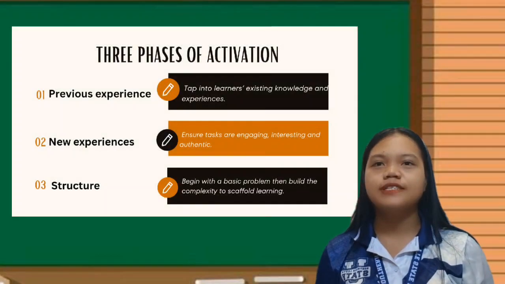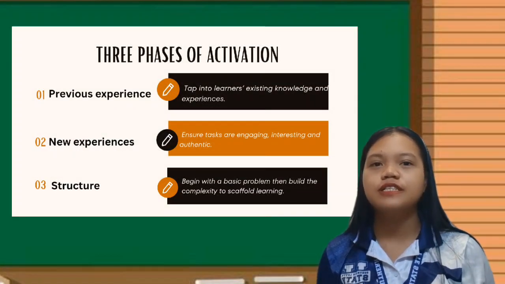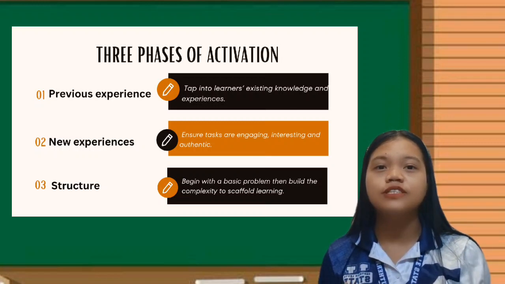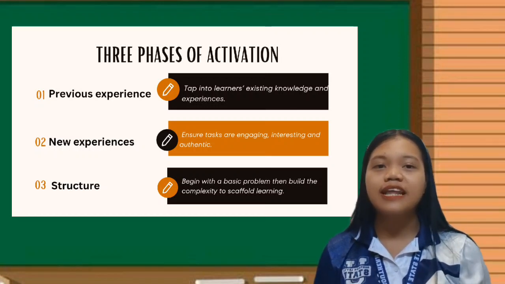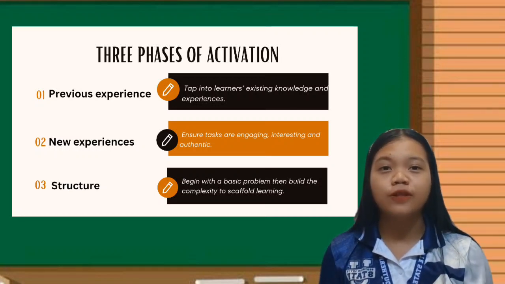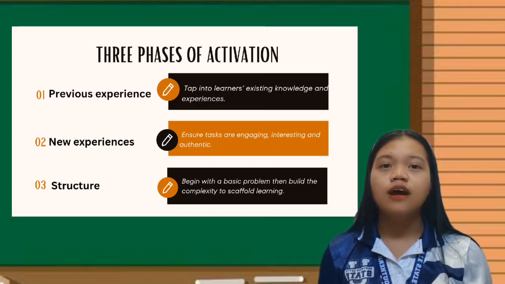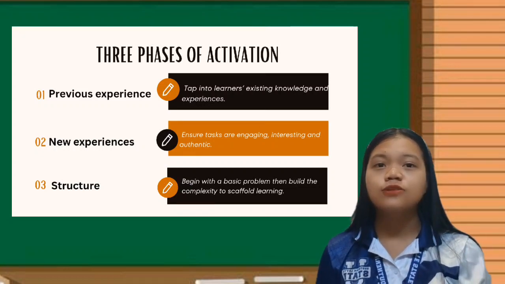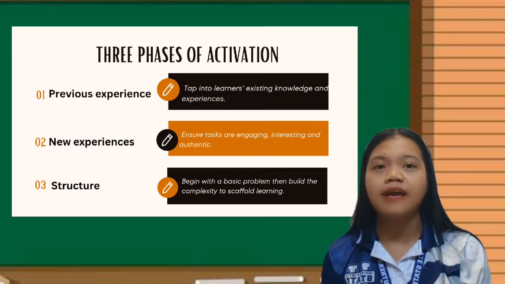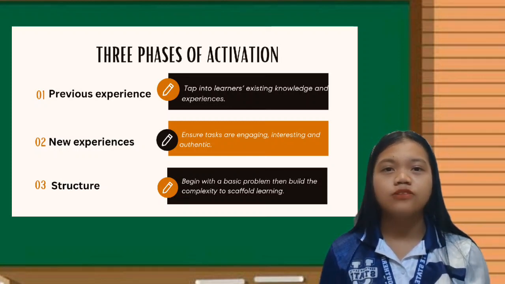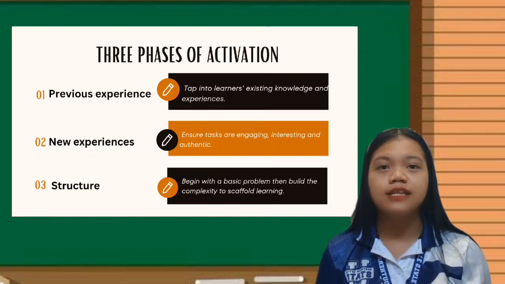So there are three phases of activation. First is previous experience. It is to tap into learners' existing knowledge and experiences. It involves leveraging students' existing knowledge and experiences as a starting point for learning. So for example, the teacher starts the lesson by asking students about the animals they know and have seen. Students can share their experiences with pets, visits to the zoo or wildlife, and documentaries, tapping into their existing knowledge and interest in animals.